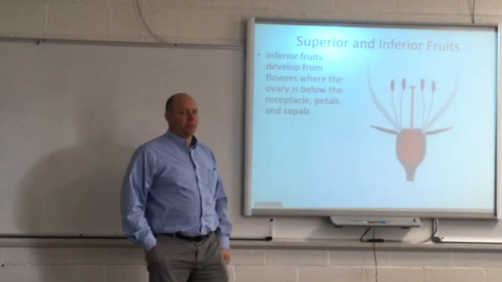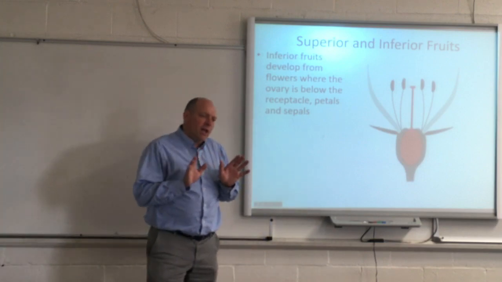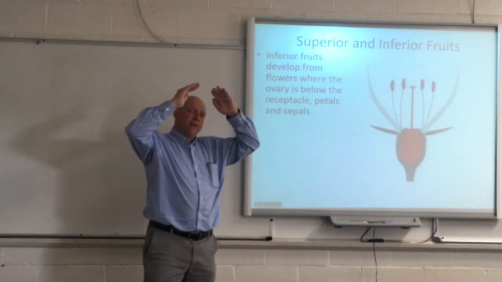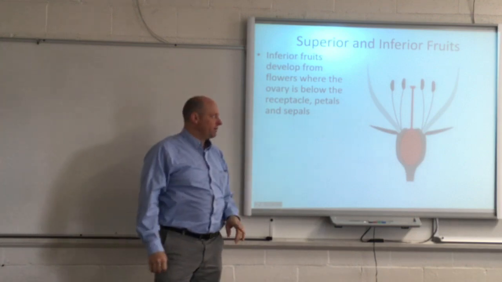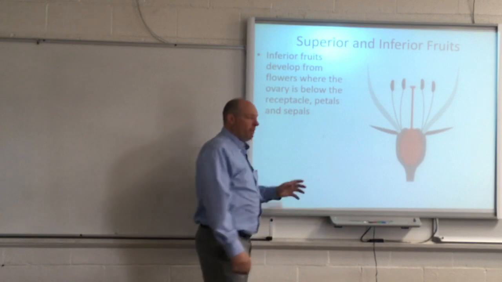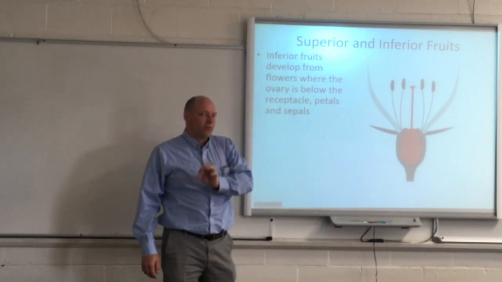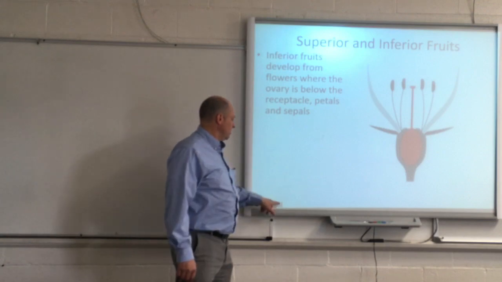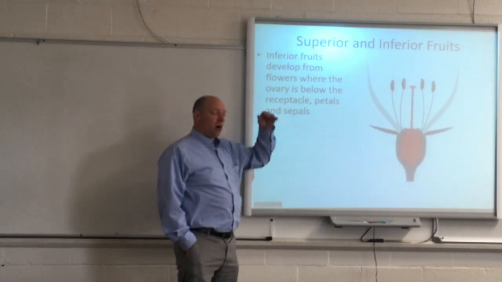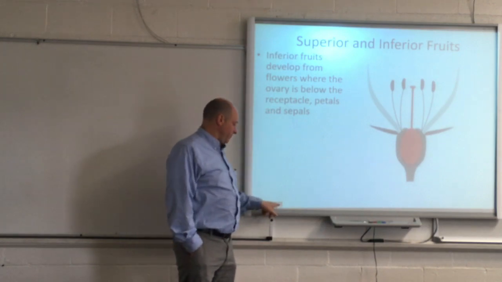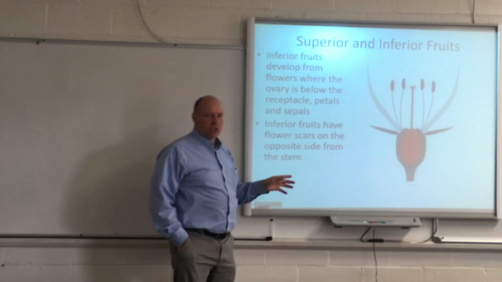Look at the inferior fruits. Inferior fruits have the receptacle that covers the ovary. The receptacle grows up around the ovary. Okay? Remember, flower structure has everything to do with fruit structure. The sepals and the petals and all that are above the ovary. Here, it's so easy to tell.